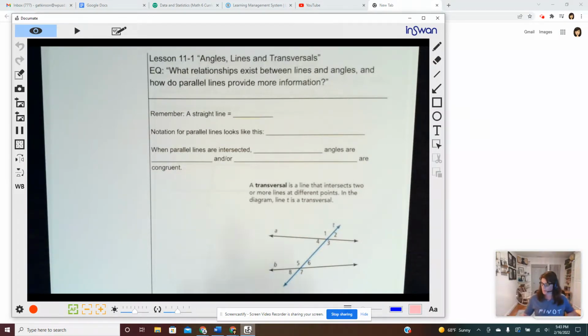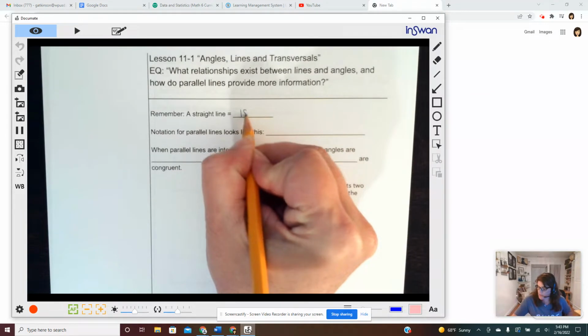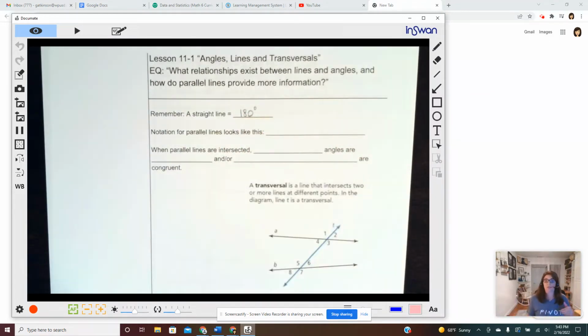First of all, remember that a straight line is 180 degrees. Remember, that's where we got supplementary angles. So the sum of the angles will always be 180 degrees.